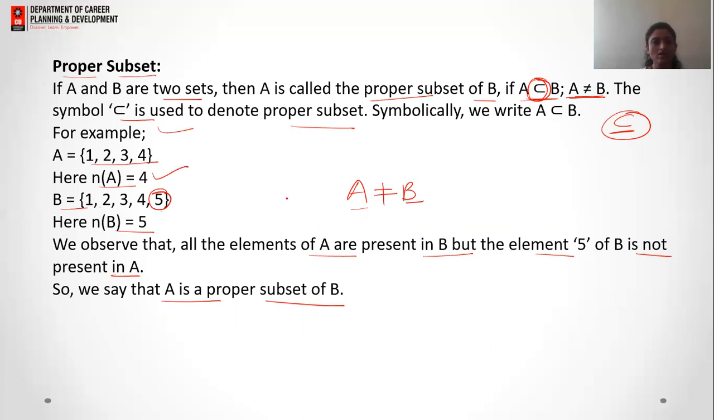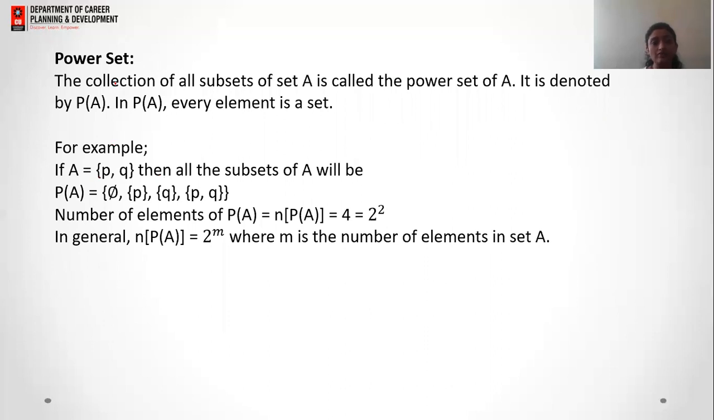Okay, move on to the next one. Power set. So what is a power set? The collection of all the subsets of set A is called the power set of A. It is denoted by P of A. So in P of A, every element is a set. Remember this thing, that in a power set, every element is a set.